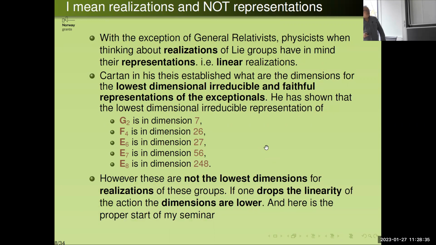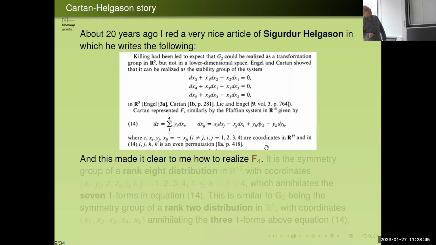And here is the proper start of my seminar. The main motivation of my seminar is this. About 20 years ago, I read a very nice article of Sigurdur Helgason, in which he writes the following, and I will read it. Killing had been led to expect that G2 could be realized as a transformation group in R5, but not in a lower dimensional space.